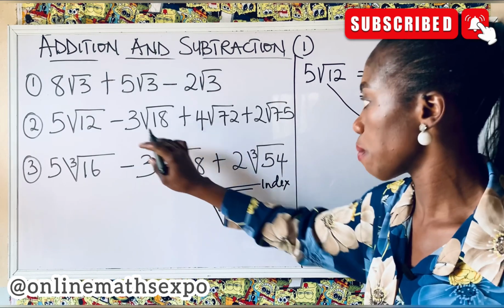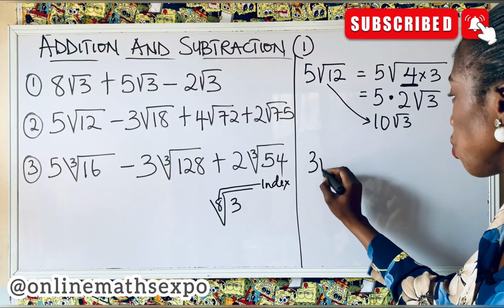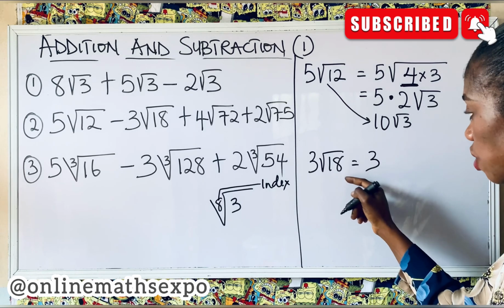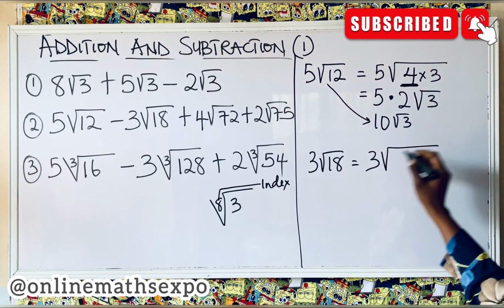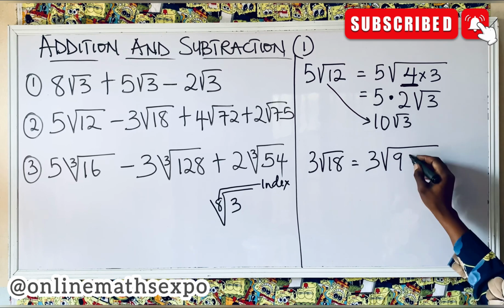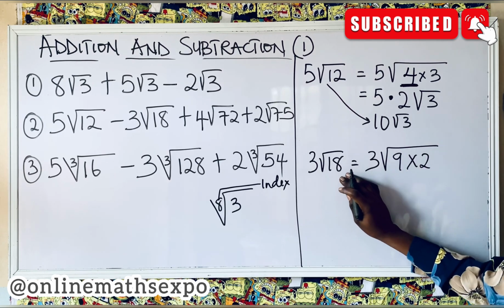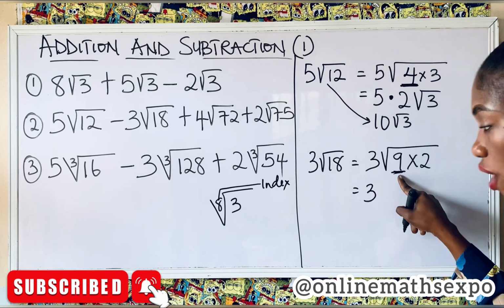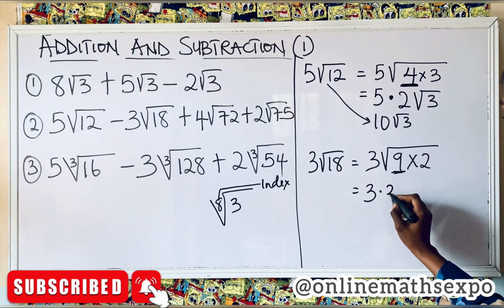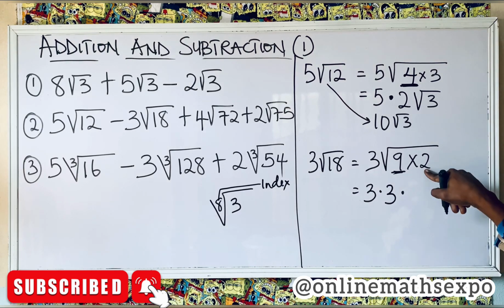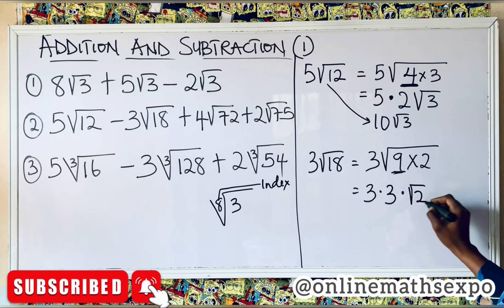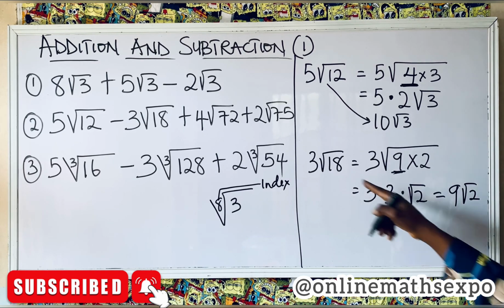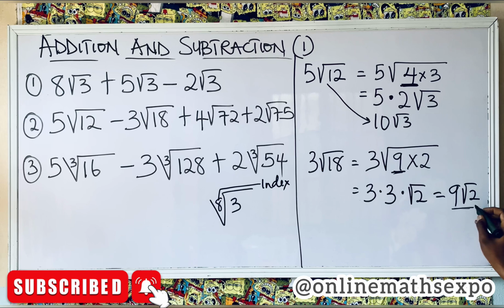Okay? Now let's simplify this. We have 3 root 18. Bring out the highest perfect square here, and that will give us 9. And when you multiply 9 by 2, it gives you 18. So we are going to now have 3. This perfect square, its square root will give us 3. So we have 3. Then this one is not perfect. It will remain in the roots. Multiply this, you are going to have 9 root 2. So for simplifying this, this is what we get.